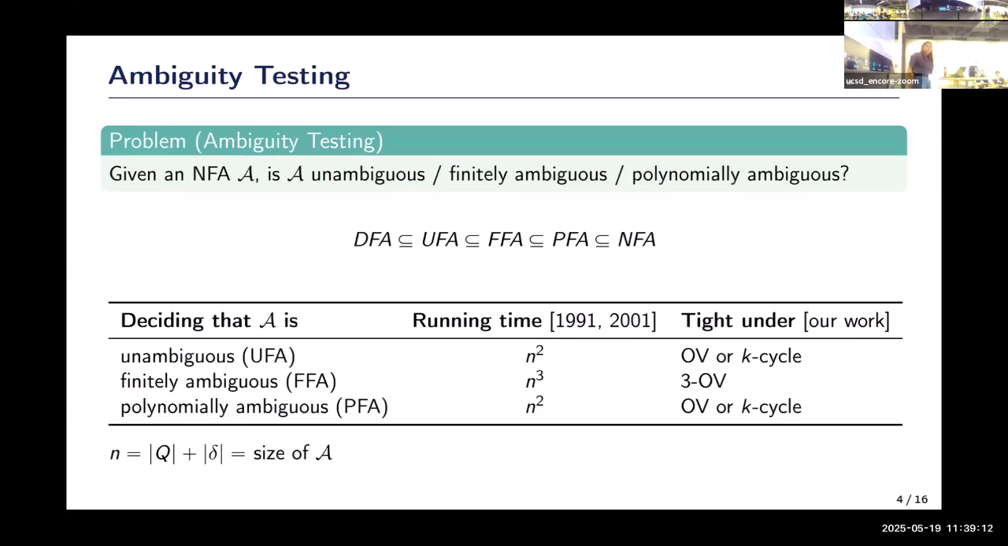This was shown to be polynomial-time solvable in the 90s, and later on it was shown that we can decide unambiguity or polynomial ambiguity in quadratic time, and finite ambiguity in cubic time.